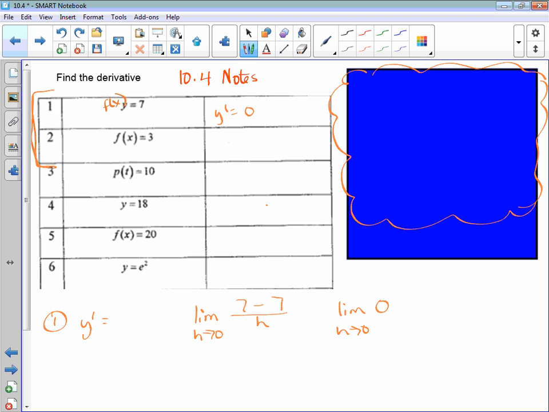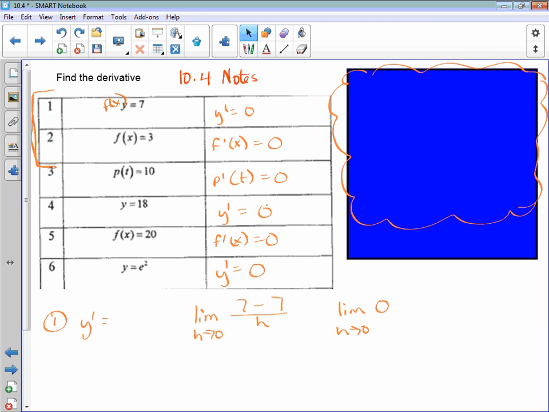So f of x equals 3. F prime of x is 0. P of t equals 10. P prime of t equals 0. Y equals 18. Y prime equals 0. And so on and so forth. And guys, the last one there, y equals e squared. E is just a number, right? So that would still just be a constant.